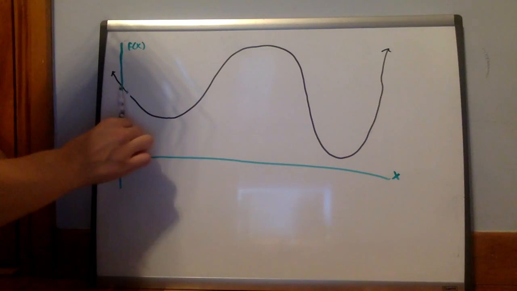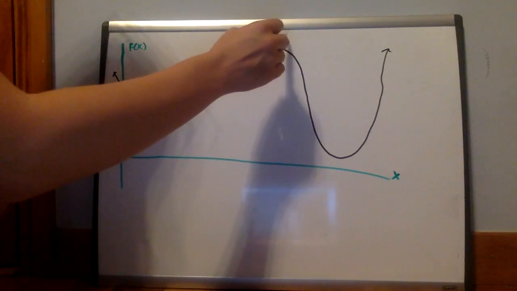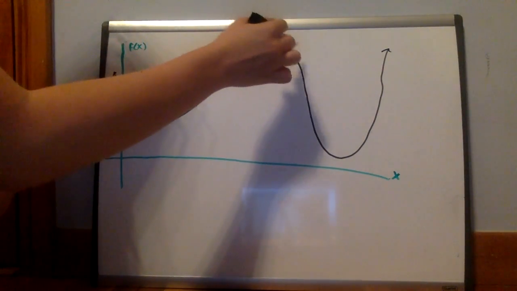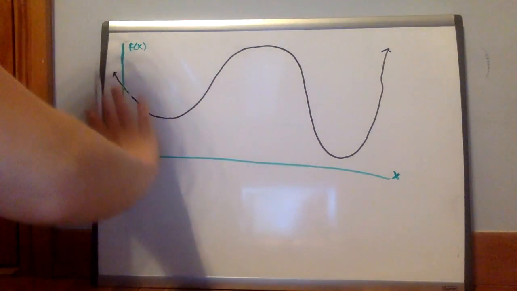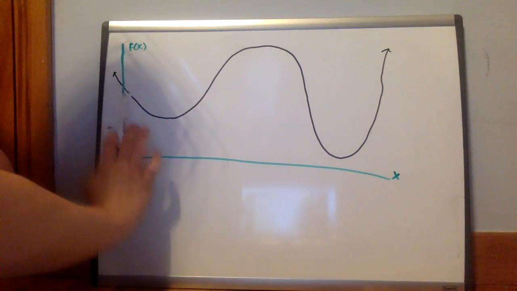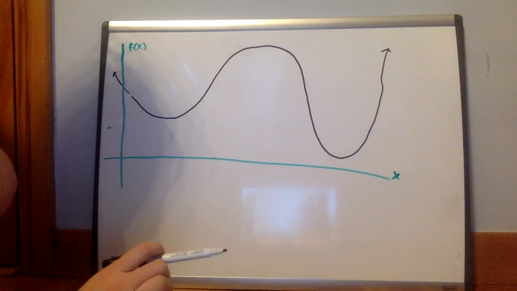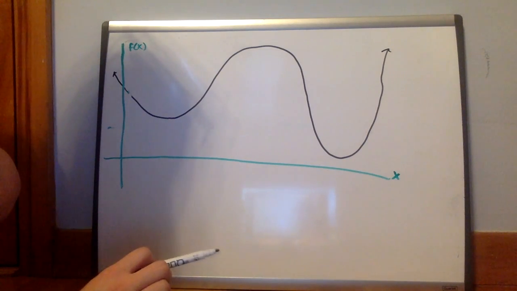So if we took the area under the curve from this point to this point, it would be the same if we had some formula for this function. I just drew it randomly, I don't know what it would be. But if we integrated the formula for that function from this point to this point, it would be the same as taking the area under the graph from this point to this point.